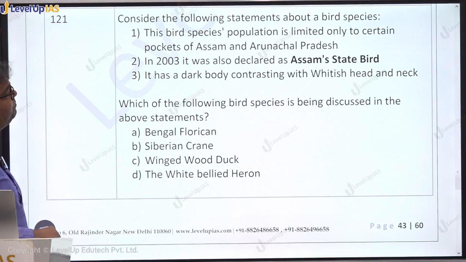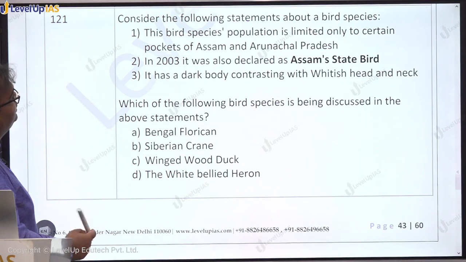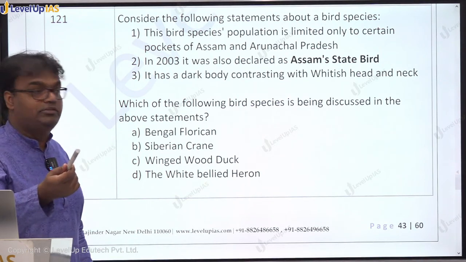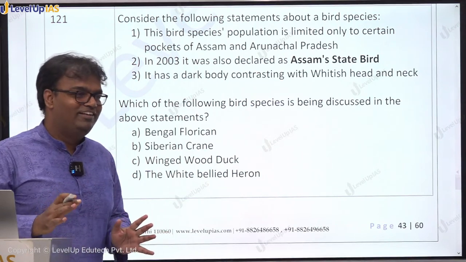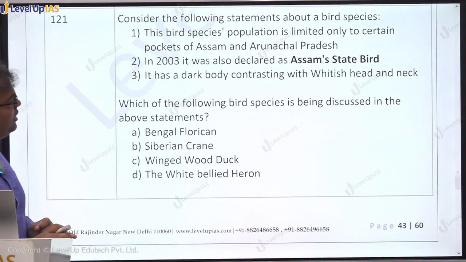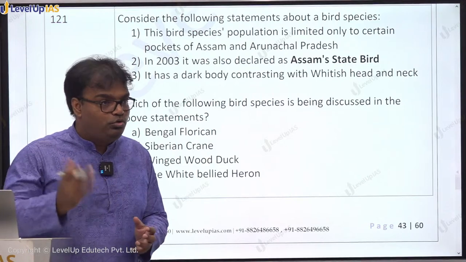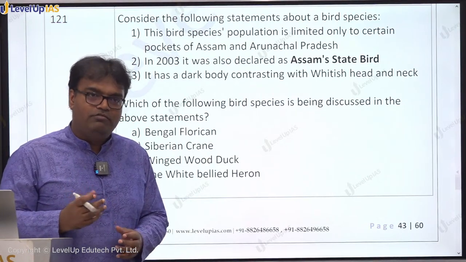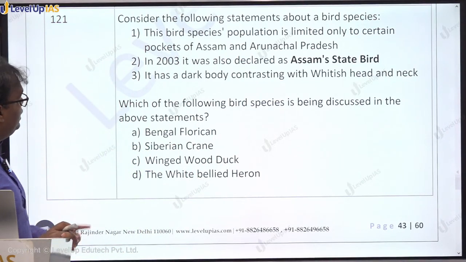121. The bird species population is limited only to certain pockets of Assam and Arunachal Pradesh. In 2003, it was declared as the Assam state bird. Deohans, white-winged wood duck. Right? Deohans, you hear its voice, it generally stays hidden. Right? C. It has a dark body contrasting with a whitish head and neck. Yes. C. Right? When you go home, revise it and go through your birds booklet. Now we have birds coverage. All these topics are there. Okay, 121 ka C is the answer.